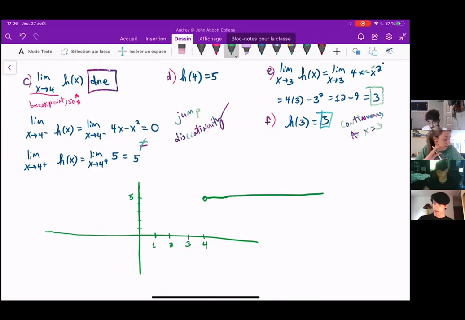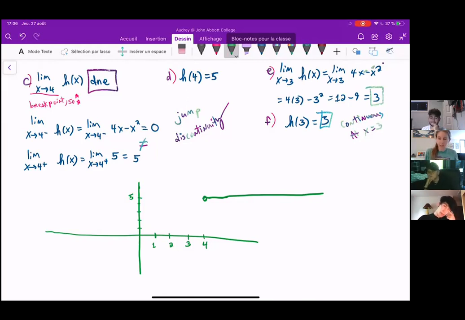Between 1 and 4, what function do we have? 4x minus x squared. What shape does that take? It's a quadratic, so it's a parabola. Is it a happy parabola or a sad parabola? It's a sad parabola because there's a negative in front of the x squared. It's 4x minus x squared, which makes this a sad parabola.